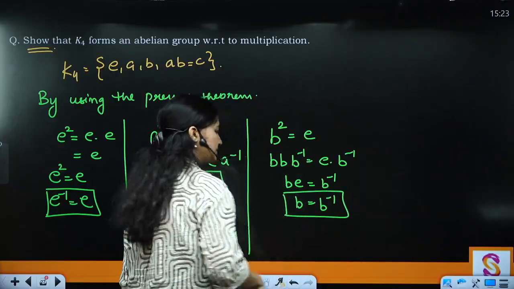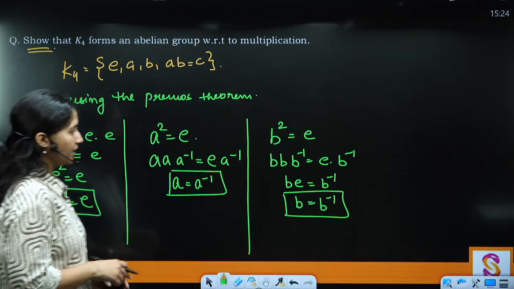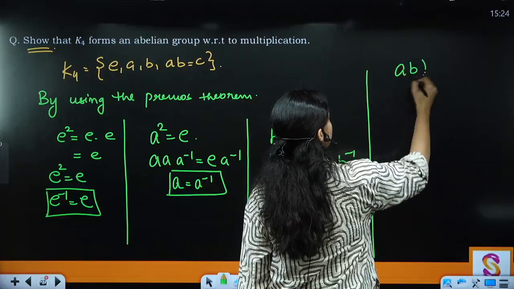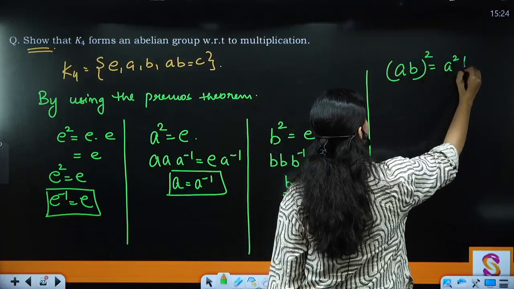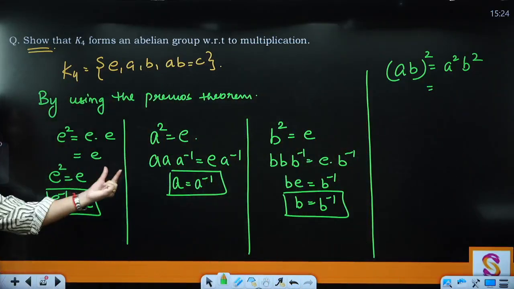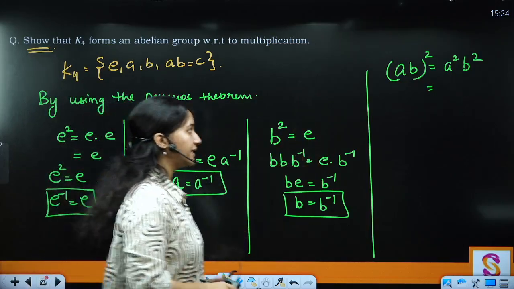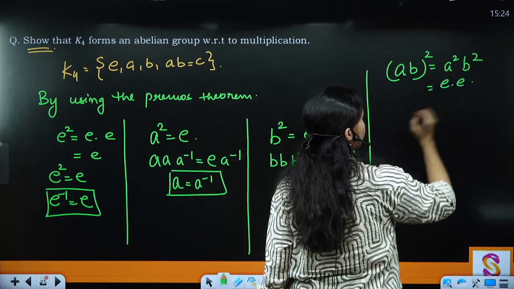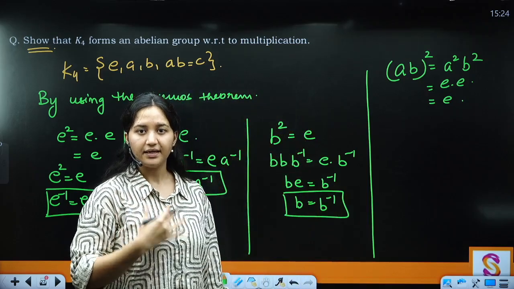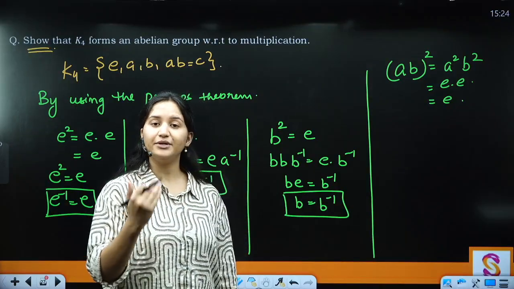Now all three elements are self-inverse, right? We are only left with AB. Okay, so let's see what the value of AB is going to be. So AB square can be written as A square B square, right? And can I substitute the values of A square and B square from here? So A square equals E and B square equals E again. So this is going to be E dot E, right? So AB square is going to be the identity element, and it is also a self-inverse element, an element of order 2.